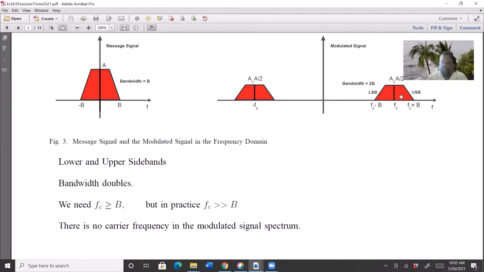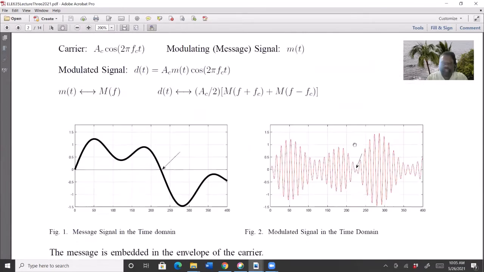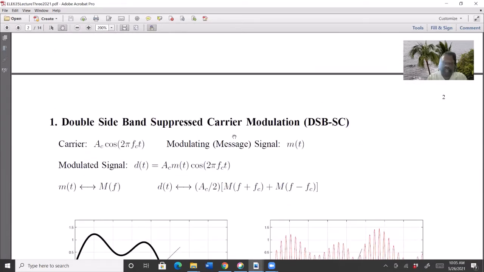But most probably we are not going to study this in the summer, because this is an accelerated format of the course. But you need to understand all the information of the message signal is contained either in the upper sideband or lower sideband. That should be enough. But in DSB-SC, we transmit both: double sideband suppressed carrier modulation.